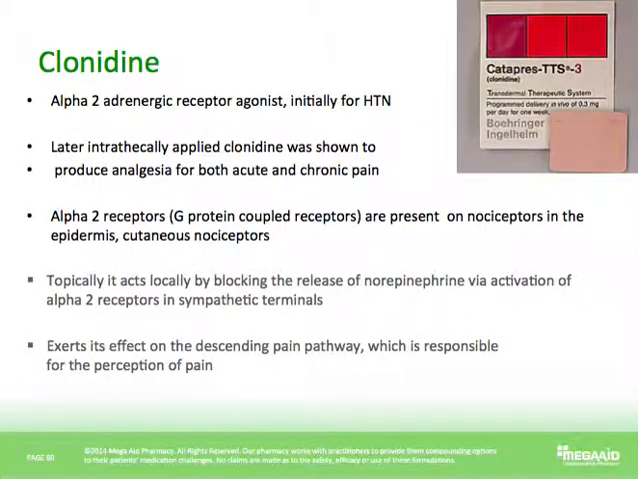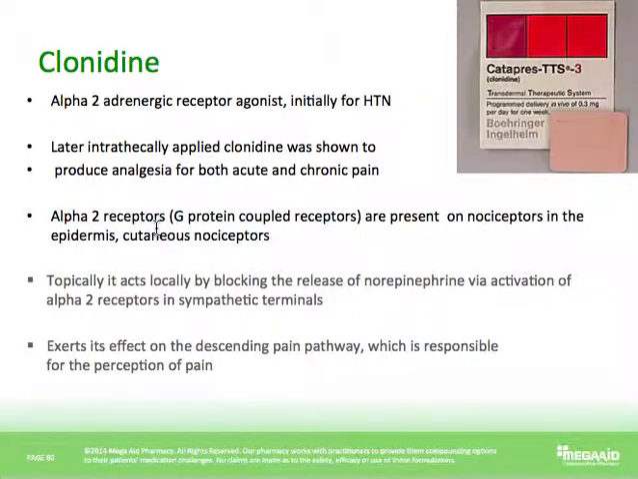Now we're going to talk about the drug known as clonidine. This drug was initially developed for the treatment of hypertension or high blood pressure. It's an alpha-2 adrenergic receptor agonist, but later was found to have great analgesic properties, so it was used for the treatment of pain. And it's actually already available in this amazing patch. The brand name is Catapres, and it's basically a clonidine patch, and it's a transdermal therapeutic system for the treatment of pain. Intrathecal clonidine, administered directly into the spinal fluid, was shown to produce analgesia for both acute and chronic pain.